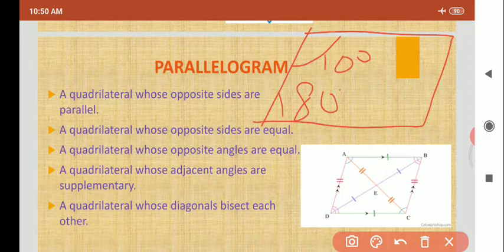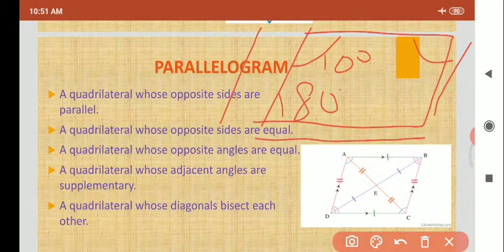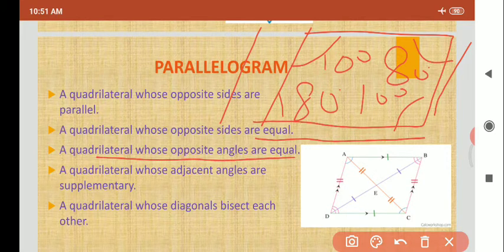Same as in this quadrilateral. This side and this one are also parallel, and it is a transversal line. So this angle is again how much? 80 degrees. It is also 100. So it means in a parallelogram opposite angles are equal. Understand? And in a parallelogram adjacent angles are supplementary. Yes, 80 plus 100 is 180. So adjacent angles are supplementary.